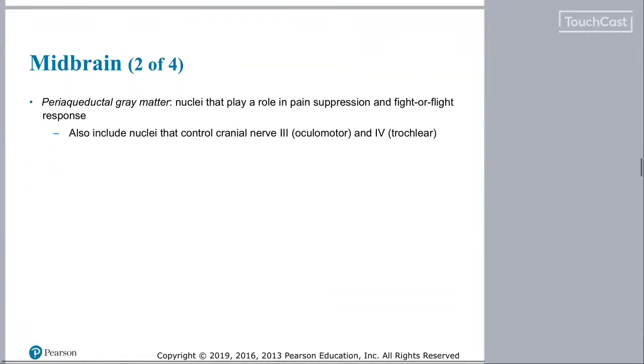We also have this periaqueductal gray matter, which is nuclei that play a role in suppressing pain and also in our fight or flight response. So these are going to also include the nuclei that control our cranial nerves 3 and 4, so our oculomotor nerve, which basically just allows us to see and to be able to read. It also controls eye movement and our pupil constriction. And our trochlear nerve does a different kind of eye movement. So one moves our eyes up and down, and one moves our eyes side to side.